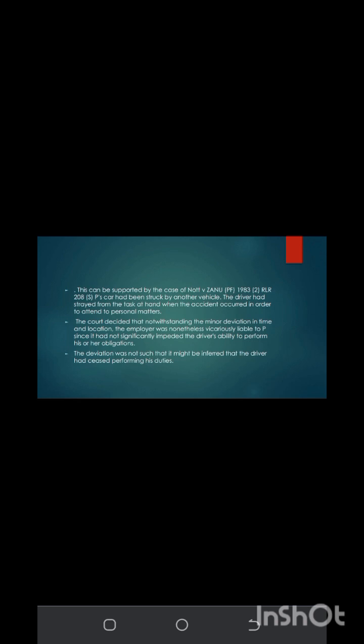This can be supported by the case of North versus NPF. When P's car had been struck by another vehicle, the driver had strayed from the task at hand when the accident occurred in order to attend to personal matters. The court said that, notwithstanding the minor deviation in time and location, the employer was nonetheless vicariously liable to P since it had basically impeded the driver's ability to perform his or her obligation. The deviation was not such that it might be inferred that the driver had ceased performing his duties.